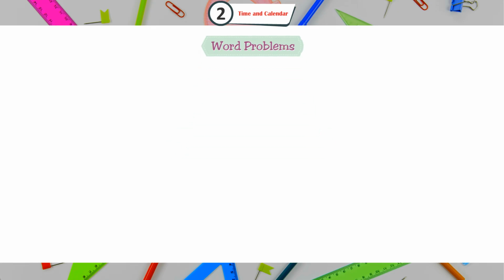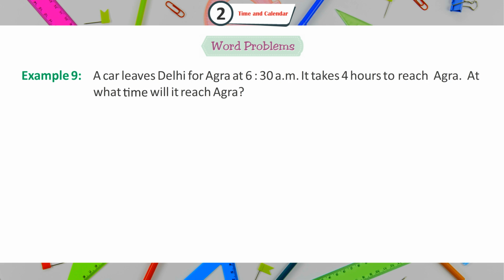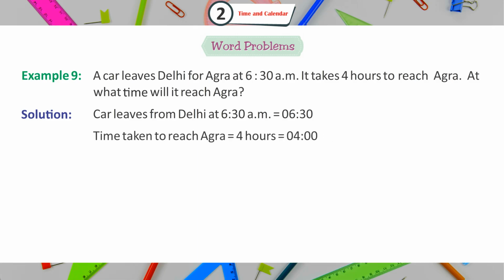Word problems. Example 9. A car leaves Delhi for Agra at 6:30 am. It takes 4 hours to reach Agra. At what time will it reach Agra? Solution. Car leaves from Delhi at 6:30 am is equal to 0630. Time taken to reach Agra is equal to 4 hours is equal to 0400.